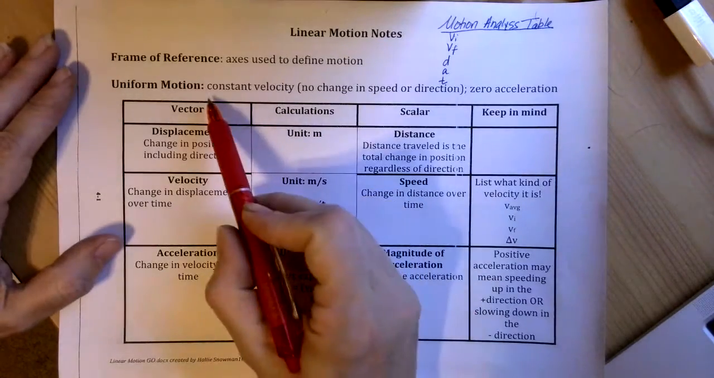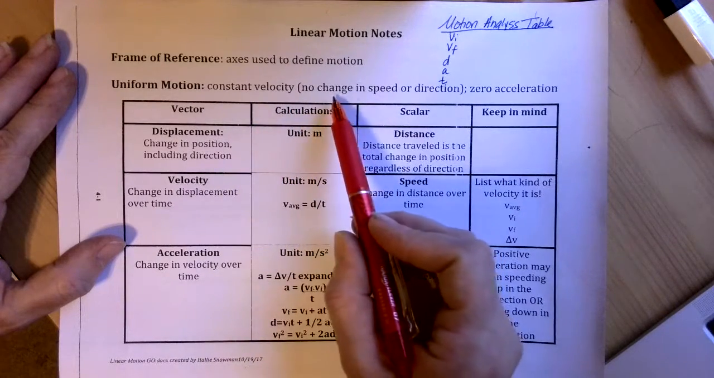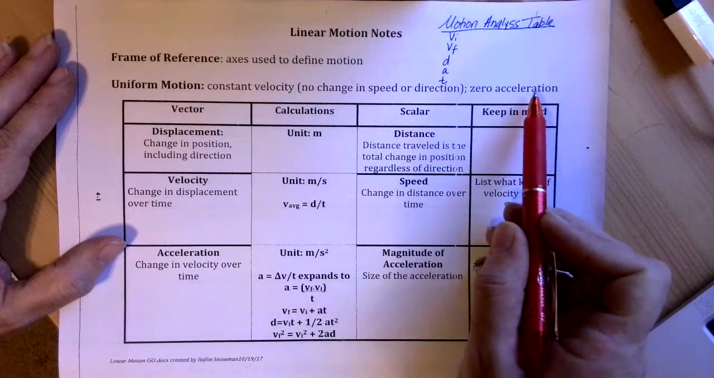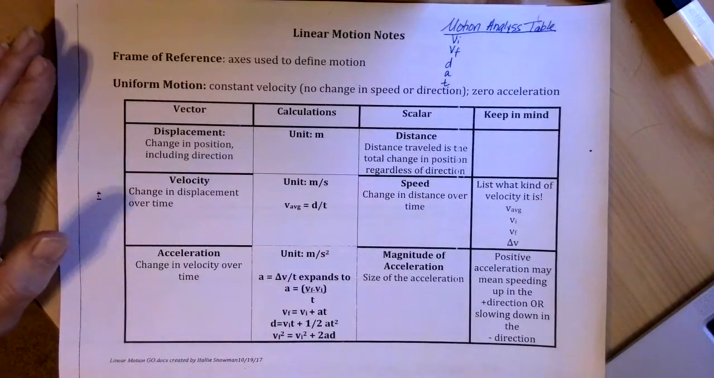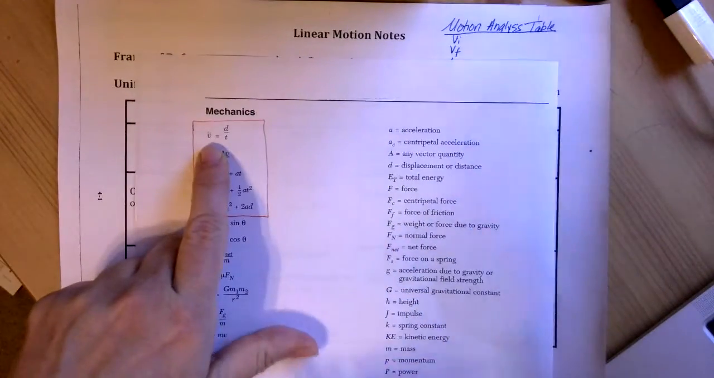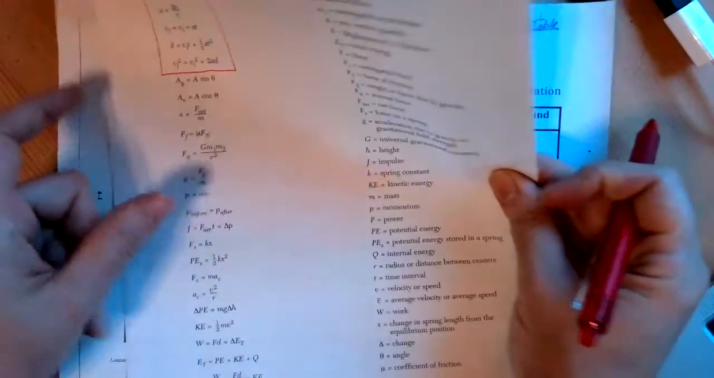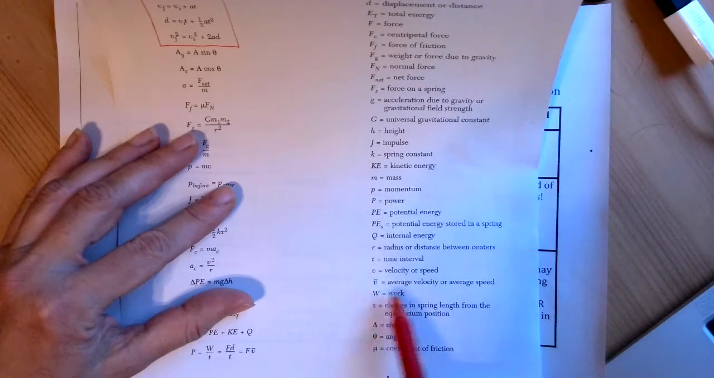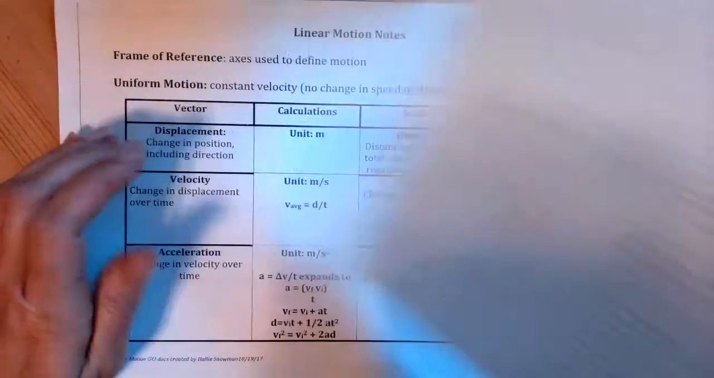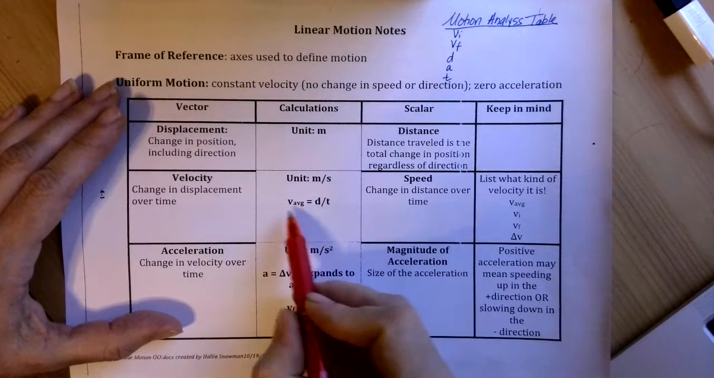Now, first of all, I want to distinguish between uniform and non-uniform motion. In uniform motion, we have constant velocity, which means no change in speed or direction, and also zero acceleration. When that happens, you will usually use this formula. Notice this is written a little bit differently on your reference tables. They use a V bar to do average. V is for velocity and speed, and V bar is the average velocity or average speed. There wasn't an easy way to do this on the document, so I just wrote average here.